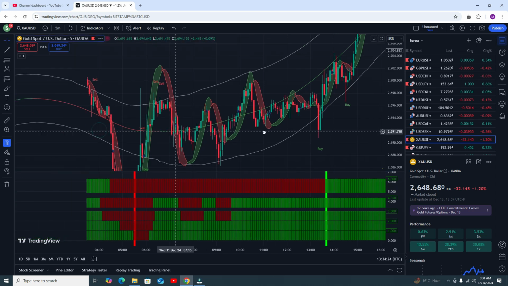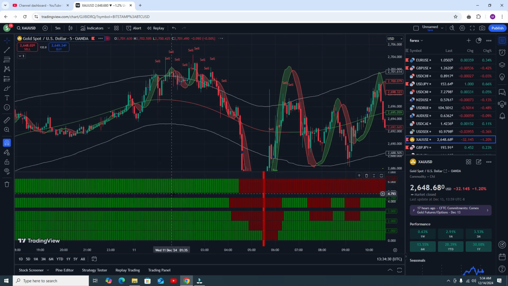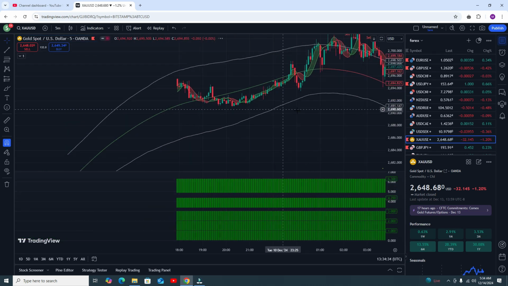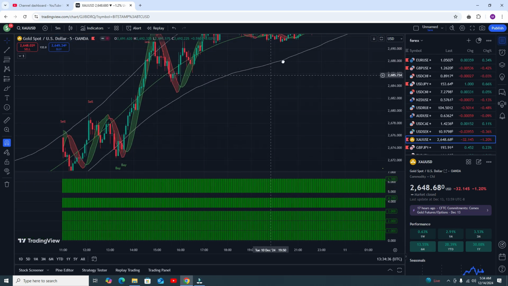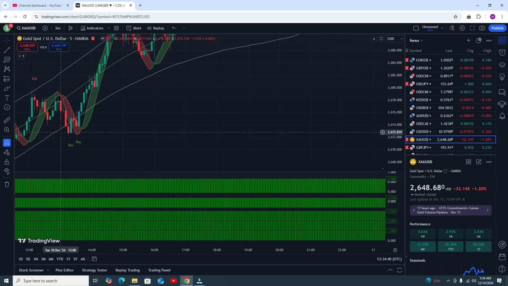What are the strong signals? Strong signals are when you see all the volume rows are green. Let me show you an example so you can understand better. This one, when you see all the rows are green, that means the market will go upside. You will get a 98% chance of a winning trade.